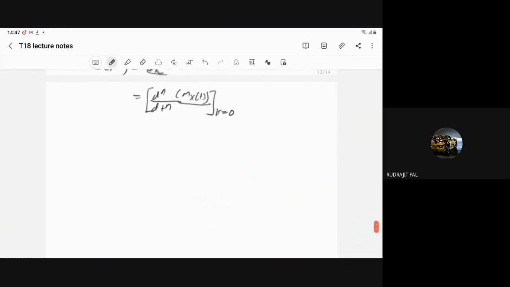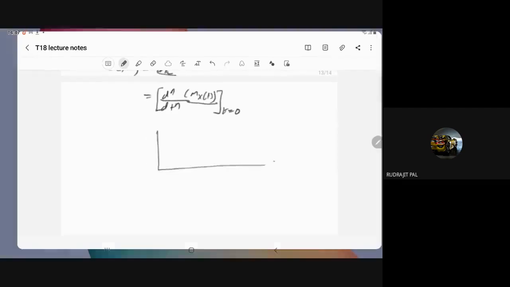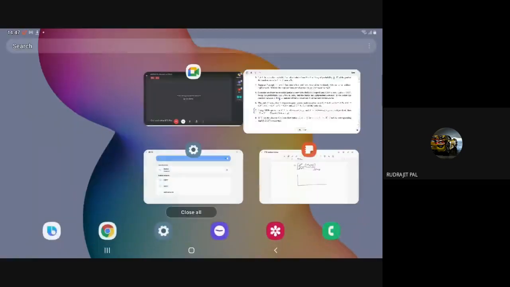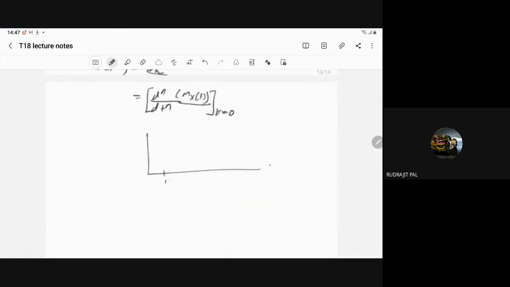So in this case, what is given to you? Here we have X equal to 1, 2, 3, and so on, up to k minus 1 and k, all of which have equal likelihood, that is, 1 upon k.